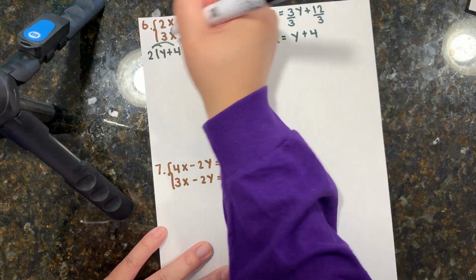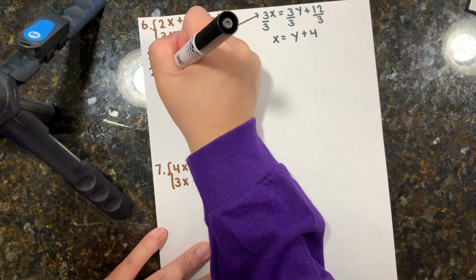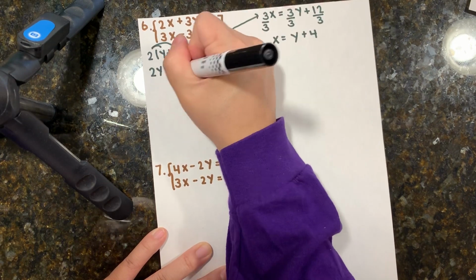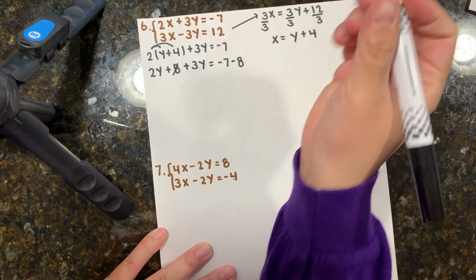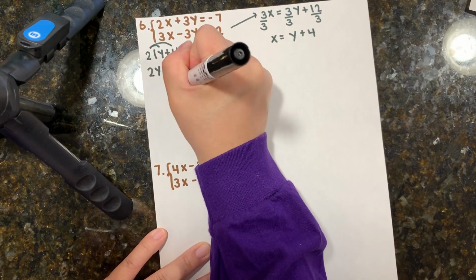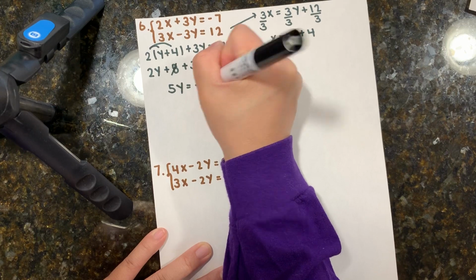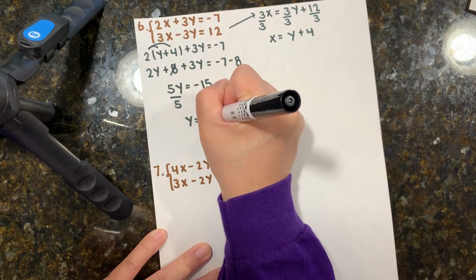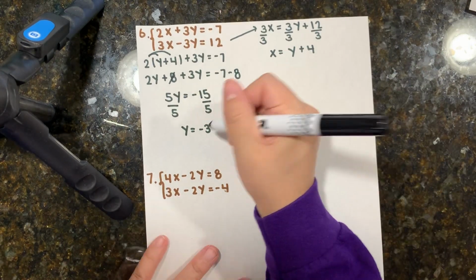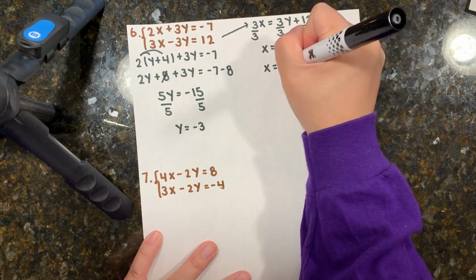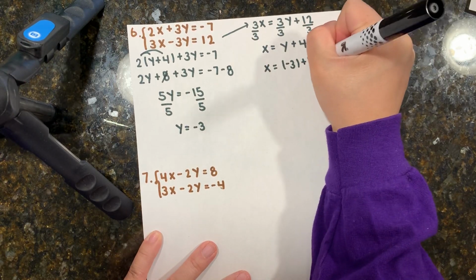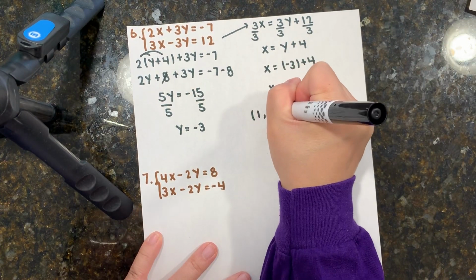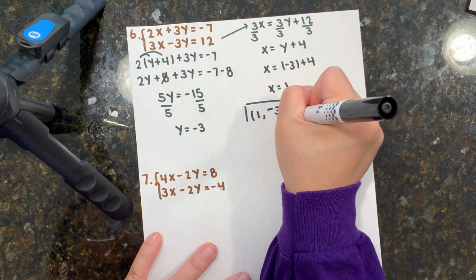You're going to distribute your 2. So you have 2y plus 8 plus 3y equals -7. So if I move the 8 to the other side, add the y's, I get 5y equals -15. Divide by 5. And I get y is equal to -3. But you're not done yet. So you need to take that -3 and plug it into this equation here. So we have -3 plus 4. So x is equal to 1. In the answer key, they are going to write these as ordered pairs. So that would be 1, comma, -3 would be your answer.